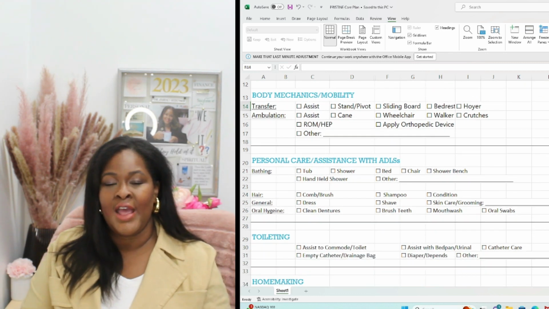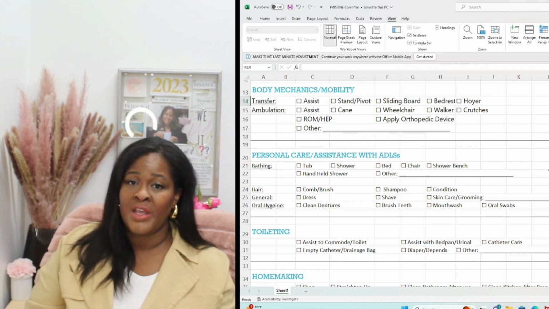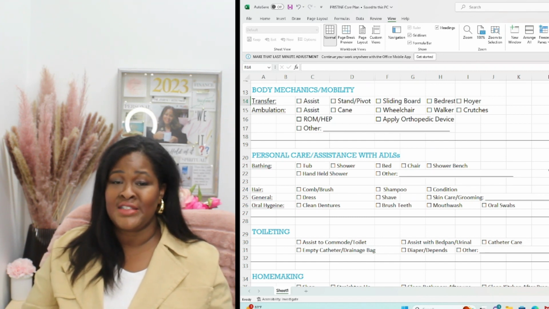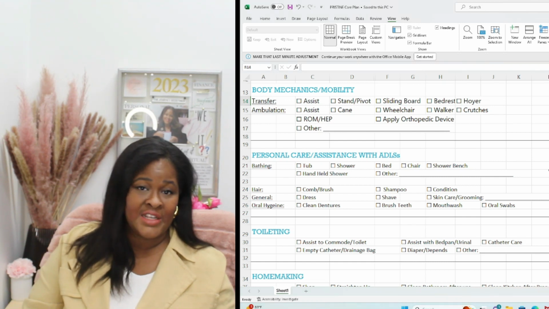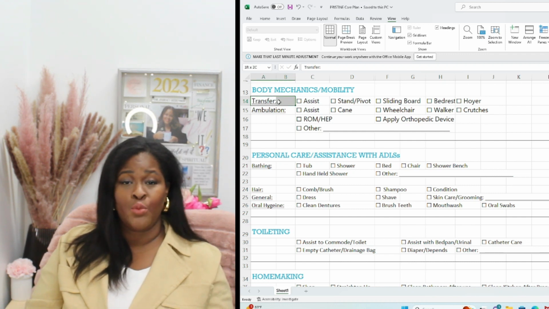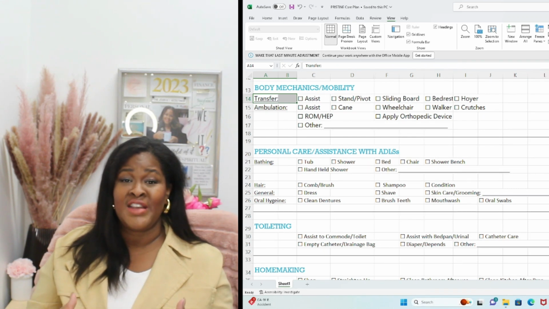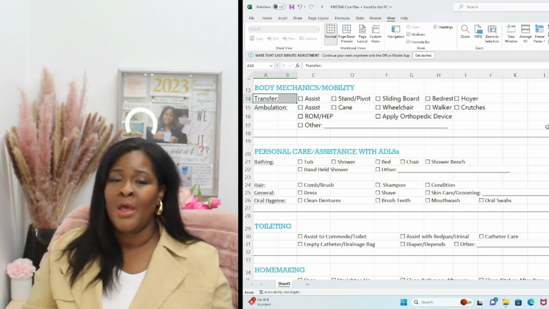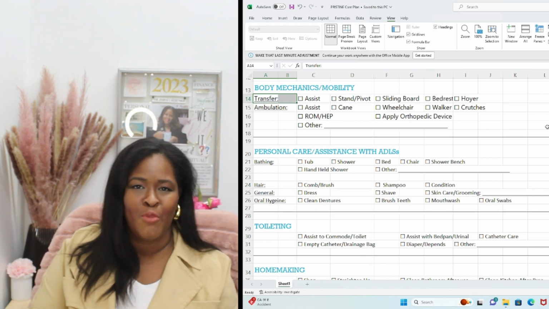The next section that I have here is body mechanics and mobility. This is absolutely a help, especially if this person needs help with getting in and out of bed. Does this person need help with transferring to the restroom? Does this person need help with transitioning to the shower? Do they need help with you showering them? That type of thing. What is their range of motion?